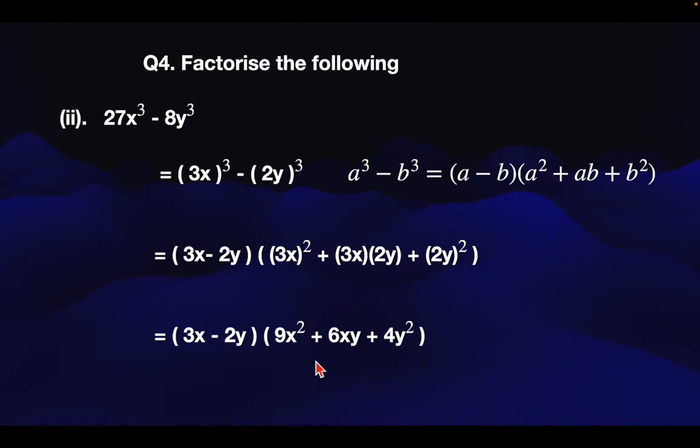Then simplify this. See, 3x whole square becomes 9x square. Here it is 3 2s are 6, 6xy, and 2y the whole square is 4y square. Okay. This is the answer.